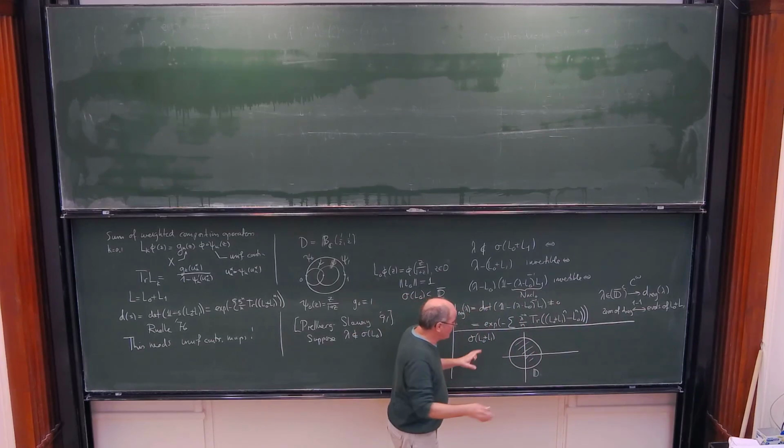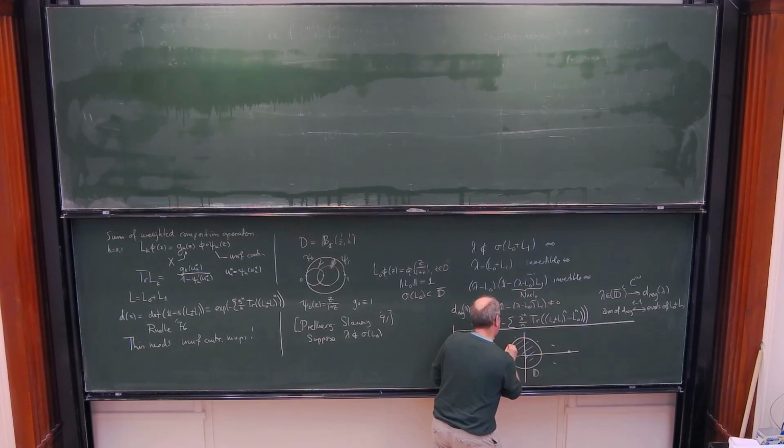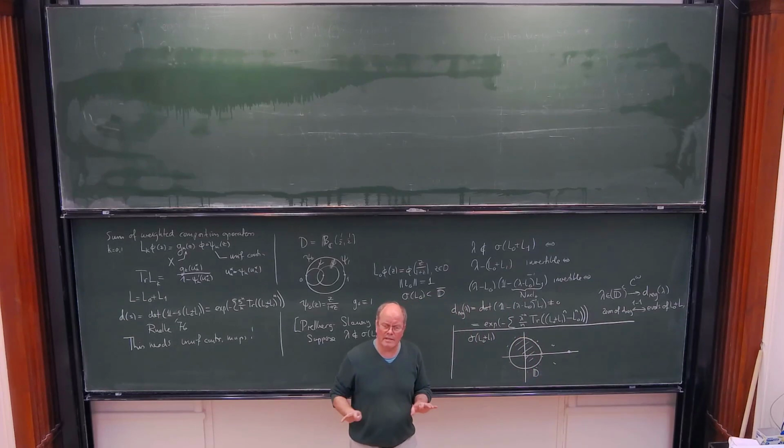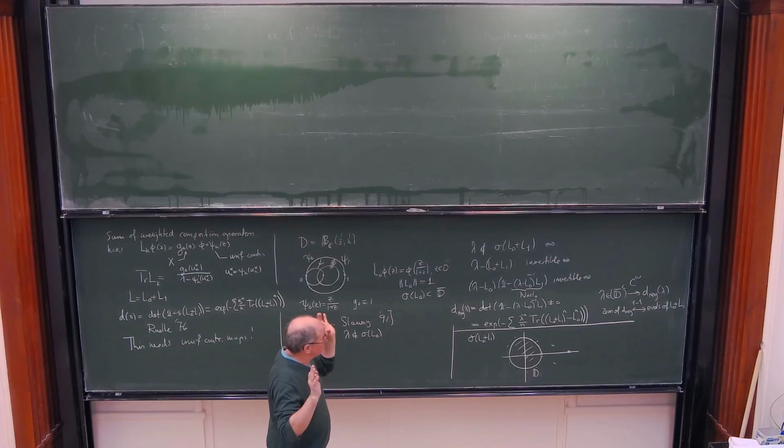Anyway, the picture is the following. You might have some isolated eigenvalues, something like this, and they might actually accumulate onto this. One doesn't have any idea of what's going on when you approach what you would call the essential spectral radius, or possible essential spectral radius for this case.